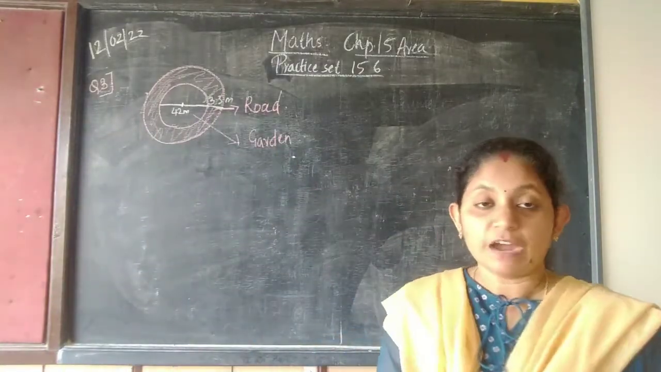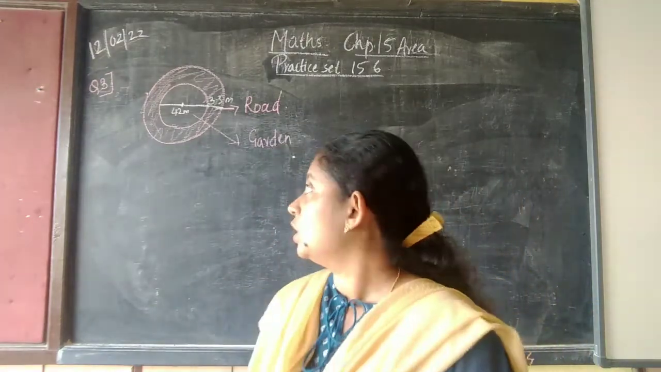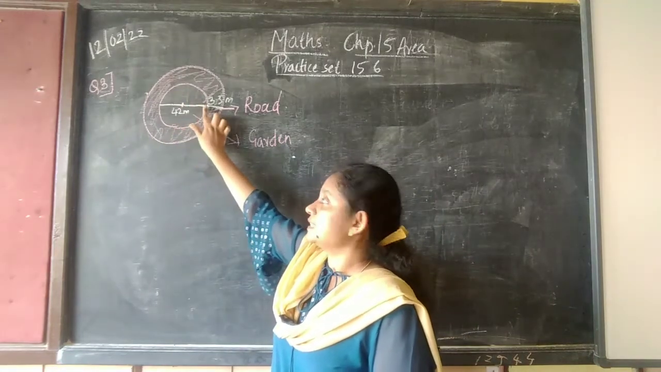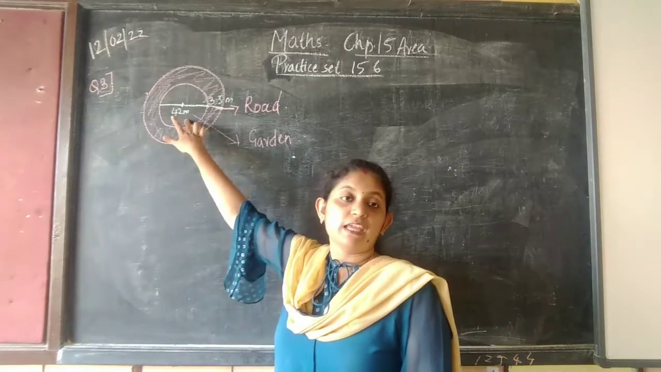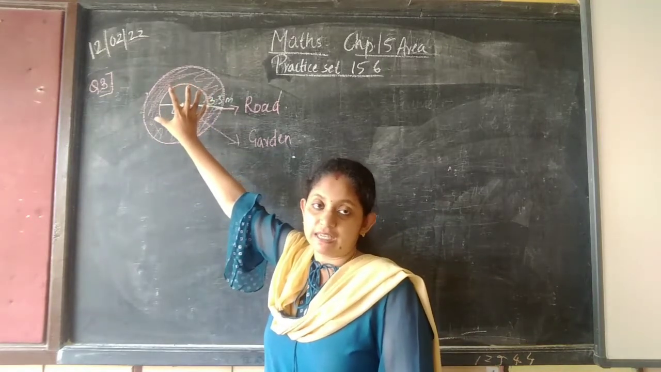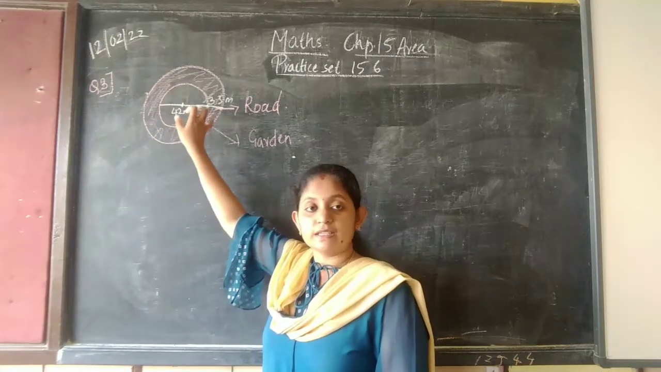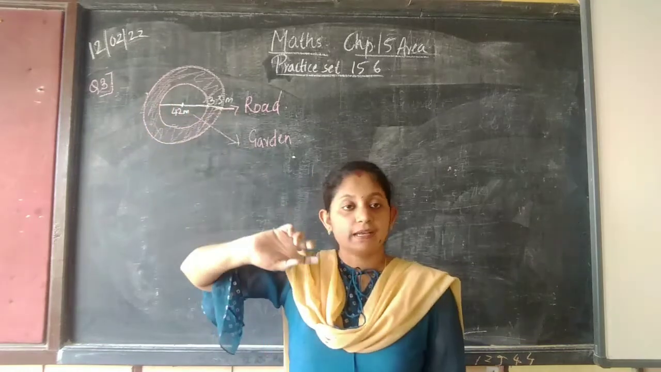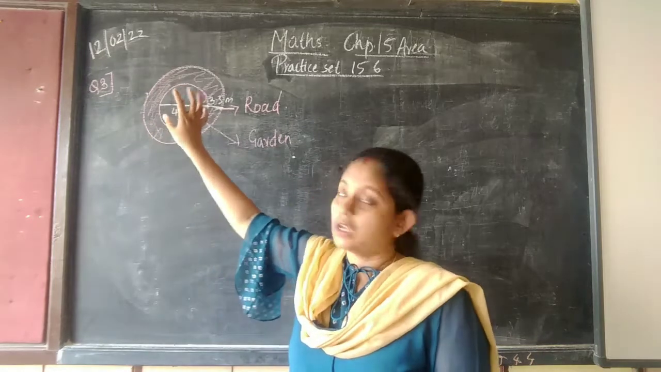Now we have to find out the area of circle. Now students, how will you find out? Here you can see radius is given to find out the area. We can easily find out the area of this garden. How much is the garden, we can easily find out. Because half of diameter is the radius. When diameter is given, half of that will be the radius. So with the help of that, we can find out how much is the garden.